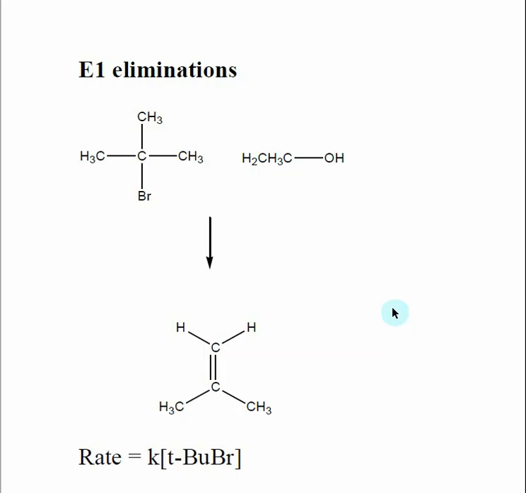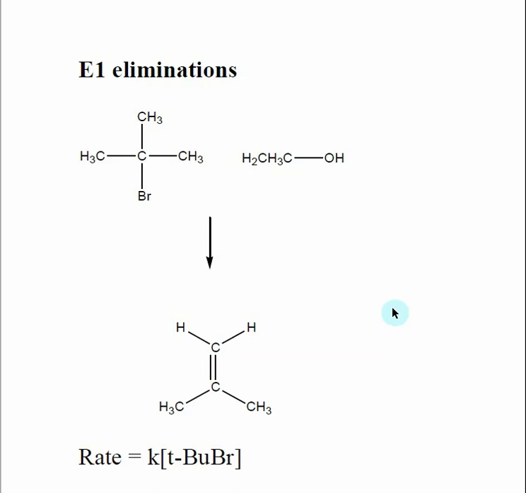So now let's look at E1 eliminations. And one of my favorite sayings in terms of organic chemistry is to find similarities and differences. E1 eliminations are still eliminations, so we're going to find that we're still forming double bonds. It's just the mechanism is going to be a little bit different. Also, the relationship between E2 and E1 is almost the same as SN2 and SN1.